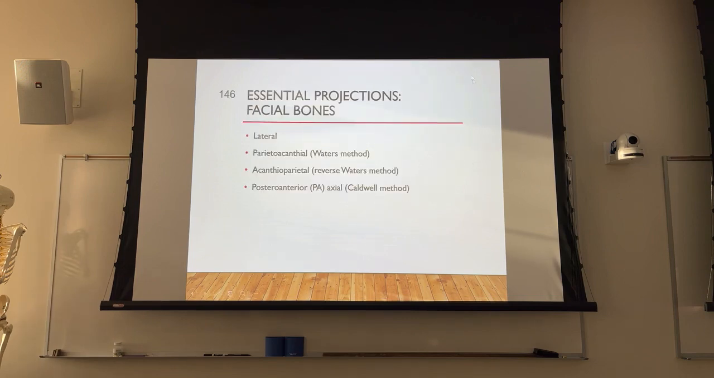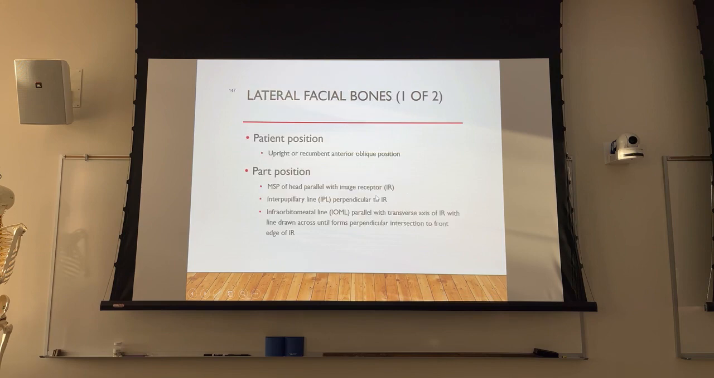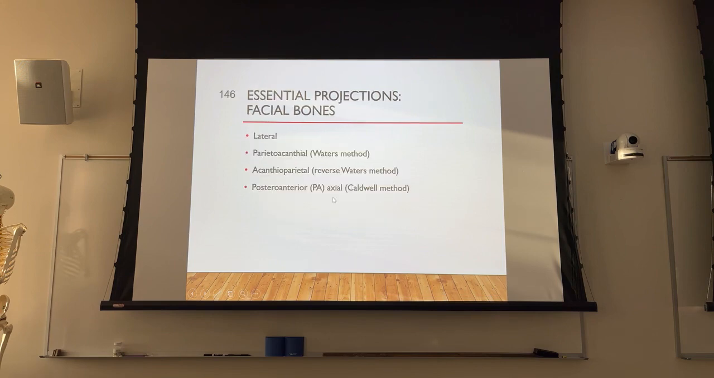Pretty basic. All right, then our projections of the facial bones specifically: we're going to look at lateral, we're going to look at Waters. So that's really going to be the main thing that's new in this, the Waters. We're going to talk about a reverse Waters, we're going to talk about a Caldwell, and then we're also going to look at an SMV, and why that's not in here, I don't know. But an SMV to see the zygomatic arches.